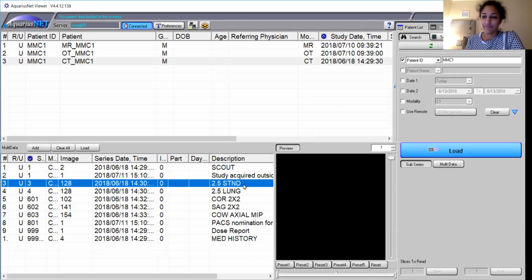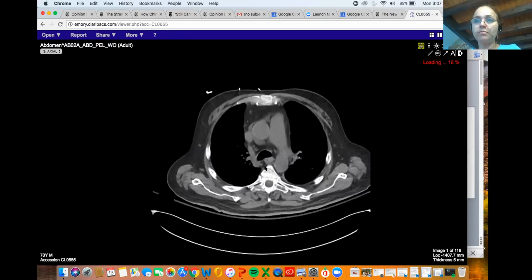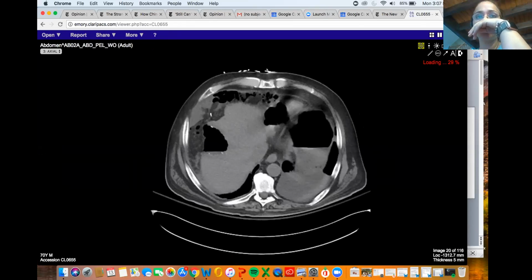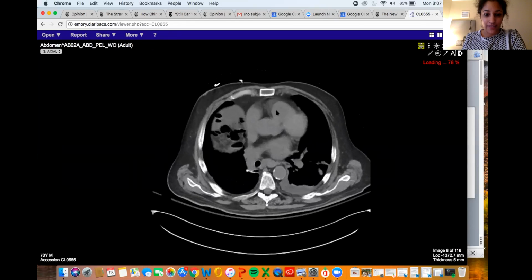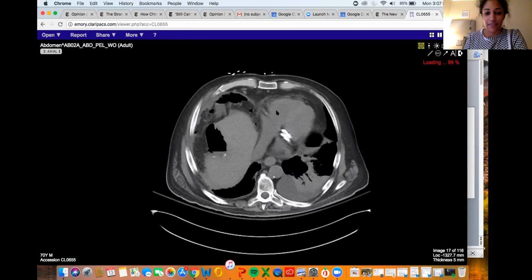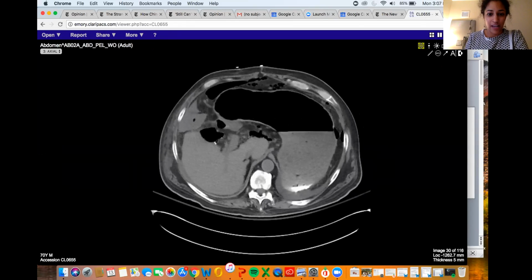Maybe it was a patient who had undergone a partial right hepatectomy for colorectal liver metastases, and this was their post-op day 7 scan. And you can see that there's all this air in the abdomen.